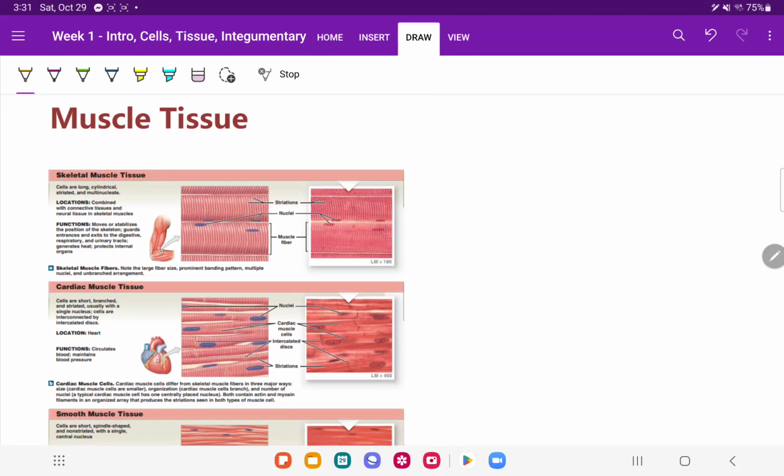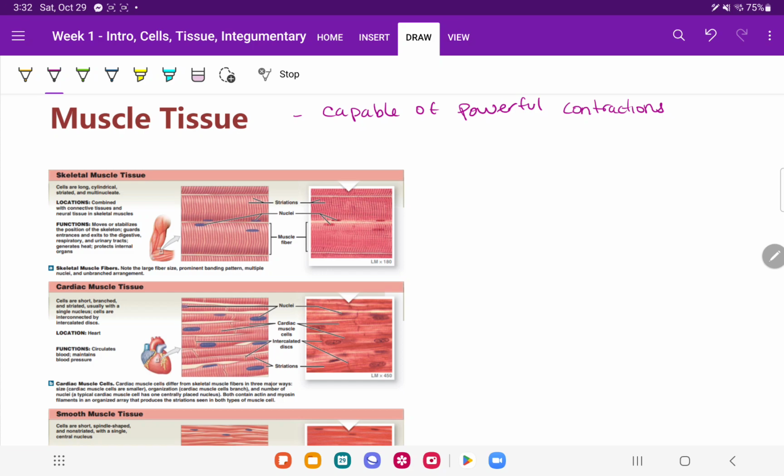So we have muscle tissue, another type of tissue in the body. Muscle tissue is capable of powerful contractions. Our bodies have three types of muscle tissue: skeletal, cardiac, and smooth.